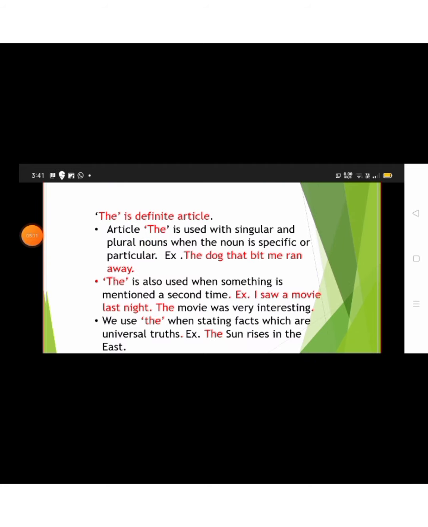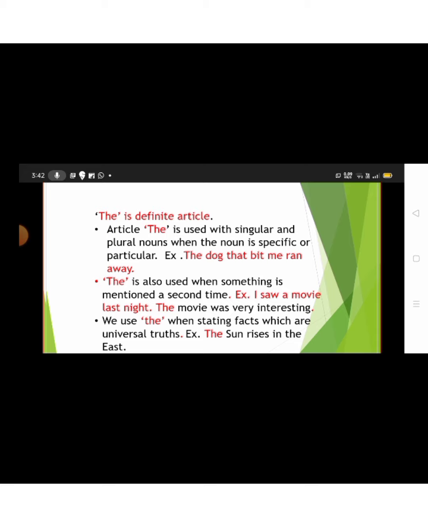The, as I told you, is the definite article. Article the is used with singular and plural nouns when the noun is specific or particular, like, the dog that bit me ran away. Then we use the also when something is mentioned a second time, like, I saw a movie last night. The movie was very interesting.